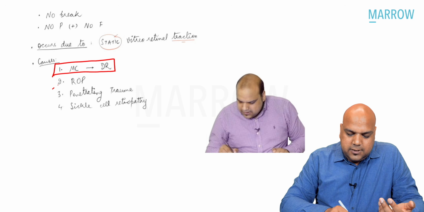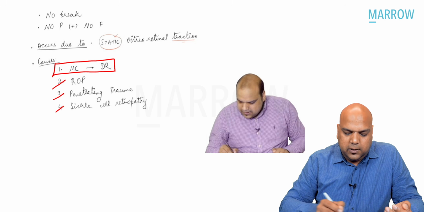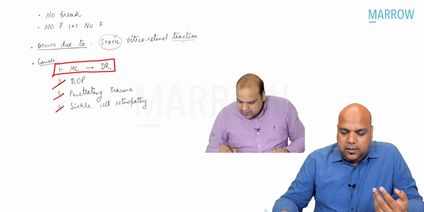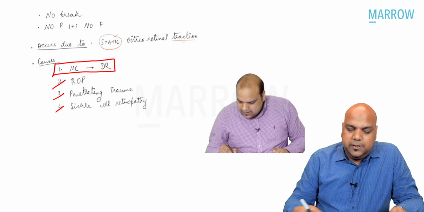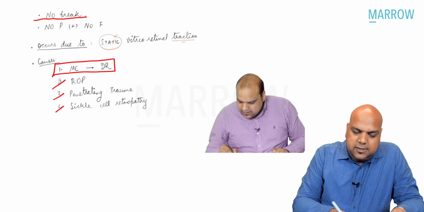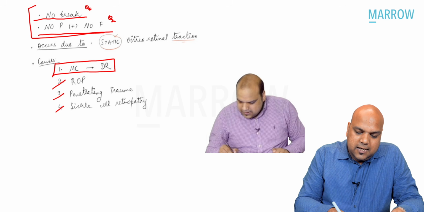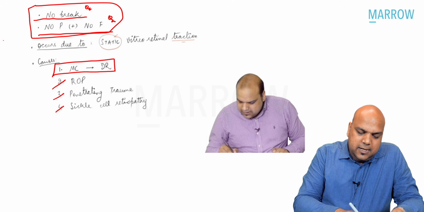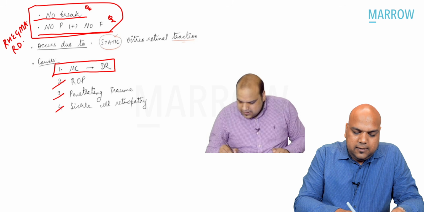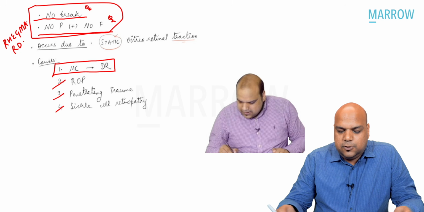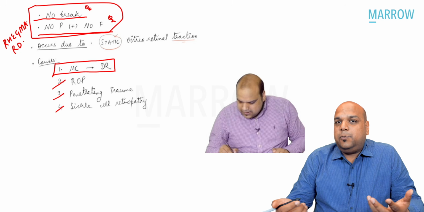What are the other causes? Retinopathy of prematurity, penetrating trauma, or sickle cell retinopathy. Tractional retinal detachment is different from rhegmatogenous in the fact that it has no break. The patient does not experience any photopsia or floaters. So these three features, breaks, photopsia, and floaters, are specific for rhegmatogenous RD. Yes, and it occurs due to static vitreous retraction, that is, the vitreous is pulling the retina.